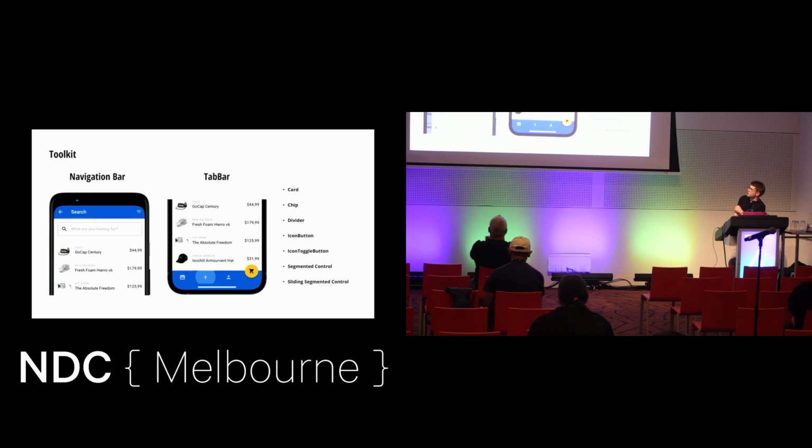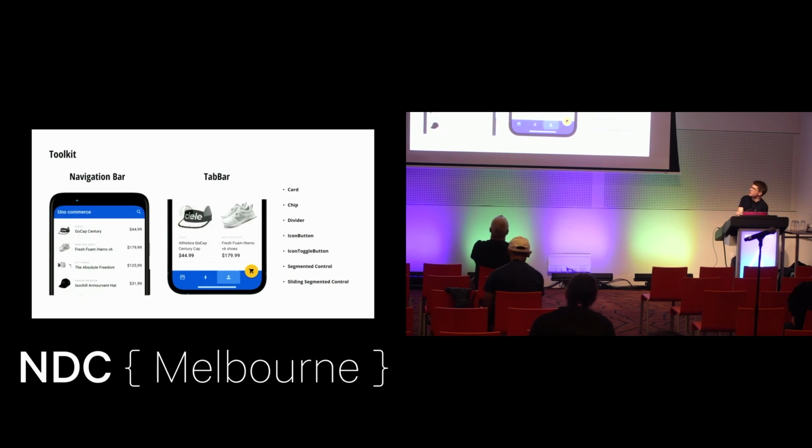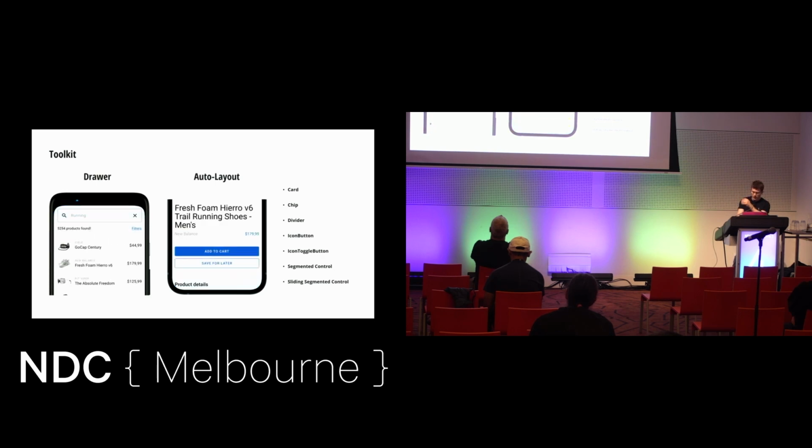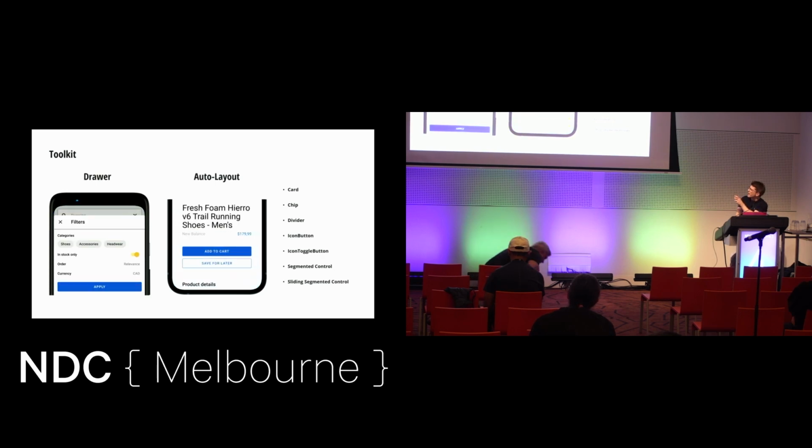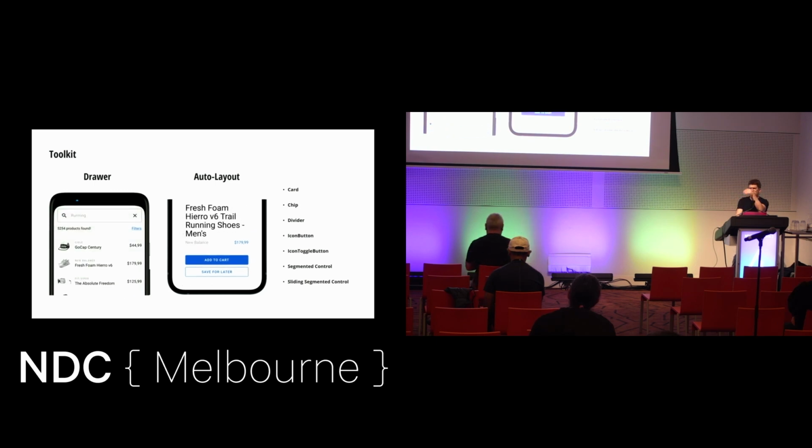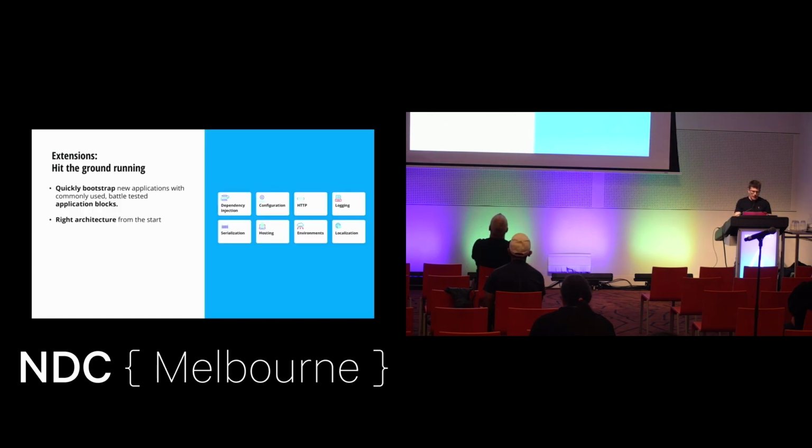Okay, so these are some of the toolkit controls that I mentioned before. So we've got things like a nav bar and a tab bar at the bottom, a drawer that pops up from the bottom, an auto layout control that basically means that you can just place elements in a list in XAML, and they automatically work out how they're going to be sized. And then we move on to the extensions, and this is the project that's close to my heart at the moment because I'm working on it.